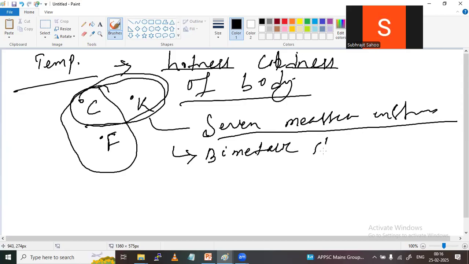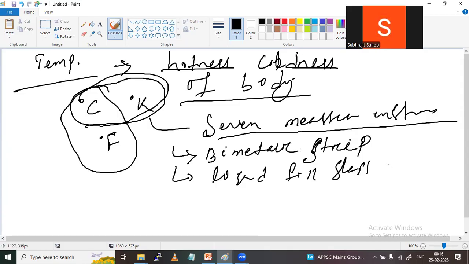Bimetallic strip. You may not have heard this particular topic name. If you have heard, very good. Actually, the bimetallic strip is an old technique, not a new one. Then the second one, everybody knows this one: the liquid filled glass thermometer. In the earlier days you would find it in every home and medical shop, because at that time advanced temperature measuring instruments were not there, right?